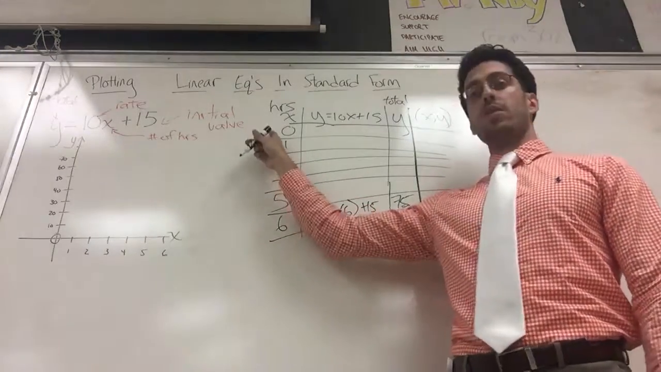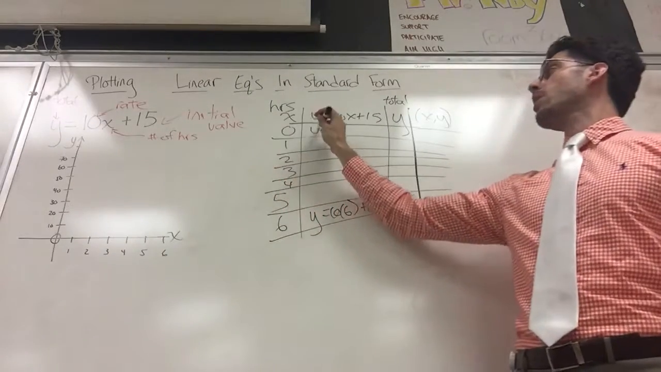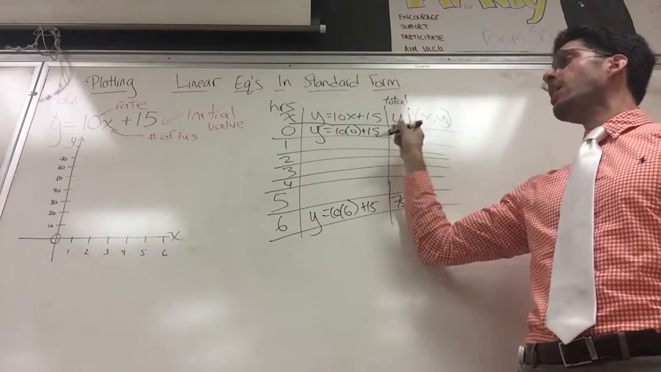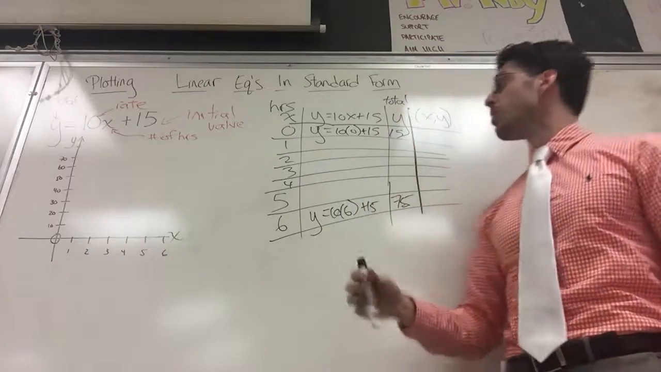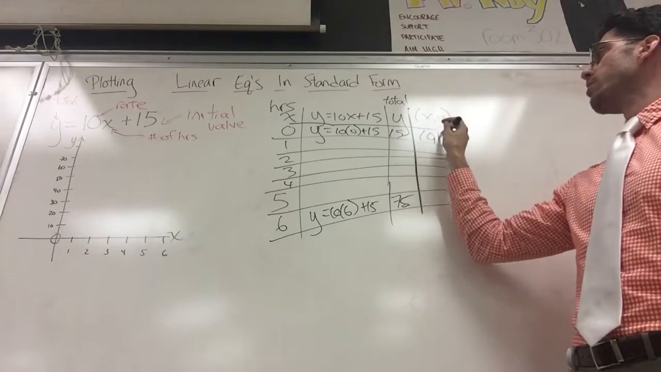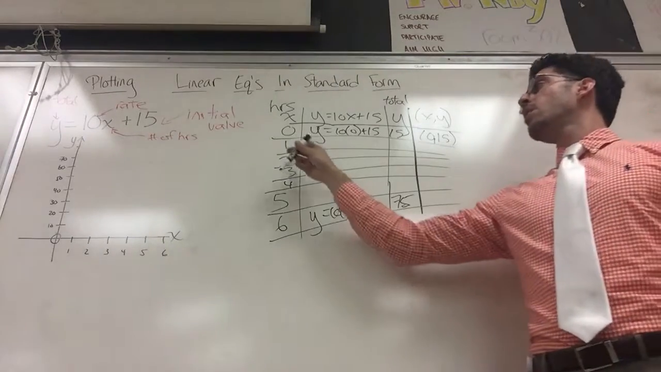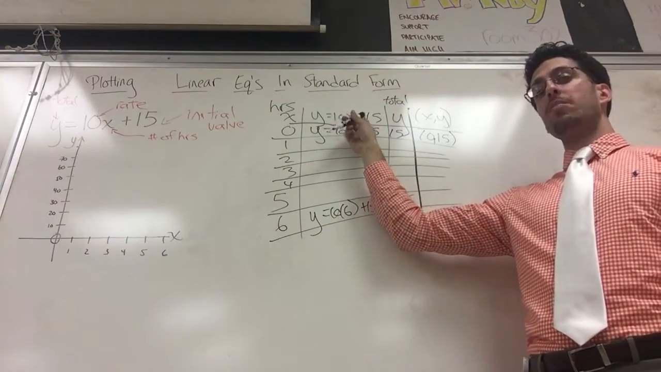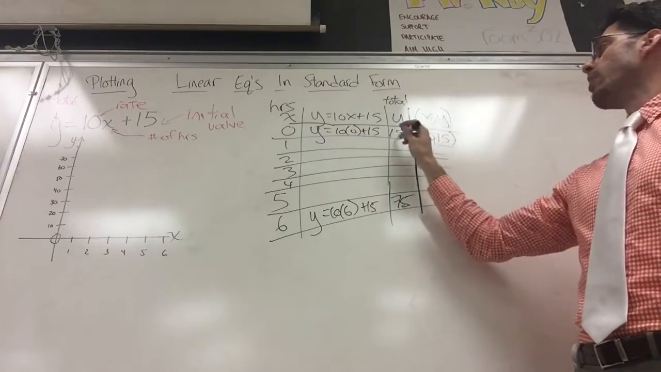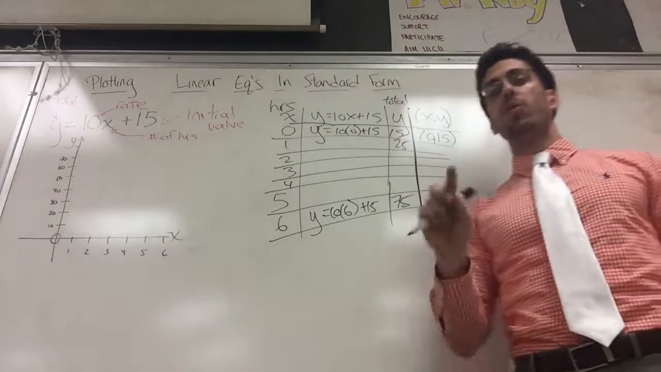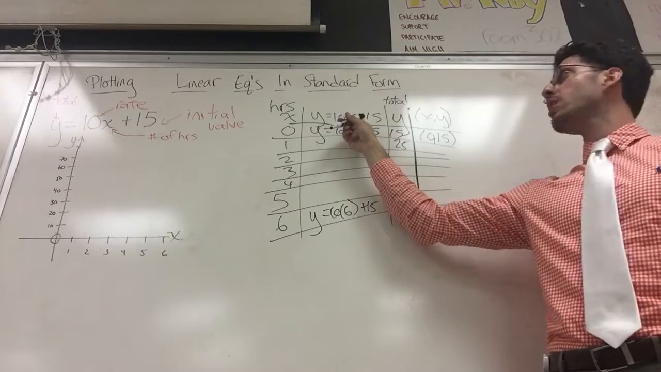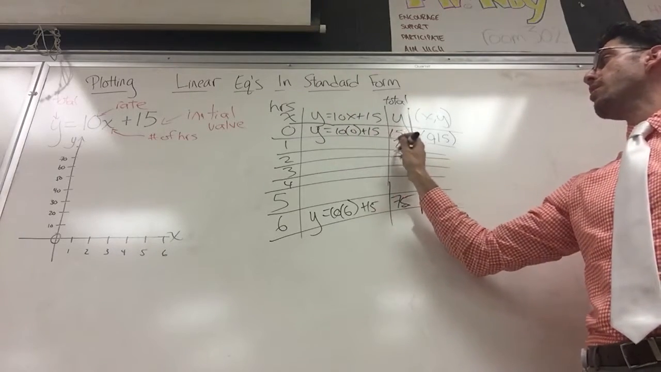Okay? What if you work 0 hours? Y equals 10 times 0 plus 15. You still got the $15 that you saved. That's my initial value. My first solution is 0, 15. What if you worked 1 hour? 10 times 1 is 10 plus 15. You would have 25 saved. What if you worked 2 hours? 10 times 2 is 20 plus 15 is 35.